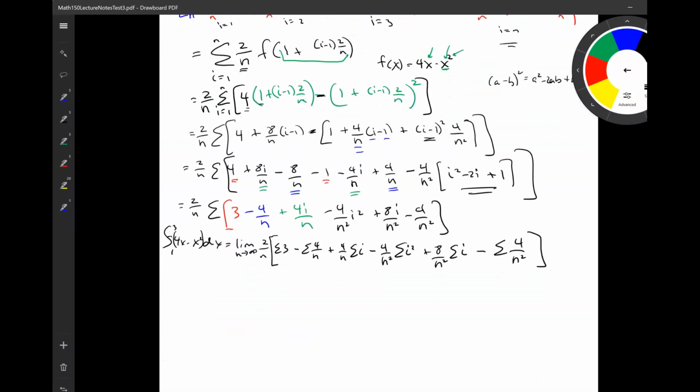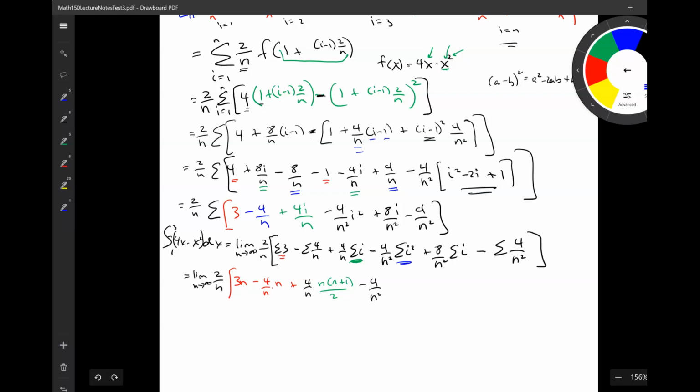Okay, so now we're going to pull in what we know about the sums. N's going to infinity, 2 over n. Okay, so what do I know about the summation of 3, n times? So that will give me 3n. This, same thing, this is the summation of 4 over n, n times, so 4 over n times n, plus. Okay, so let's talk about this one. Let's carry along the 4 over n, and then this here is n times (n plus 1) over 2. And I have minus 4 over n squared.